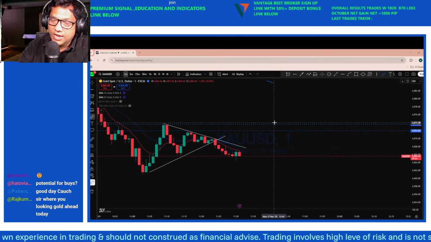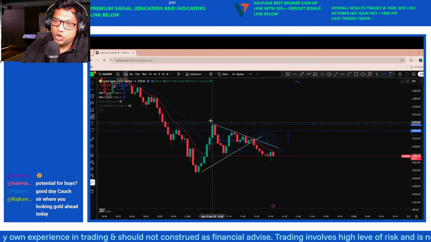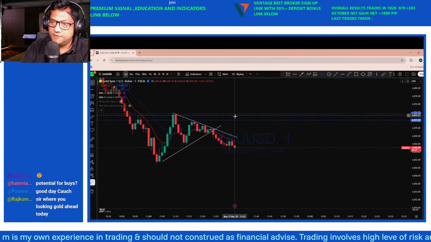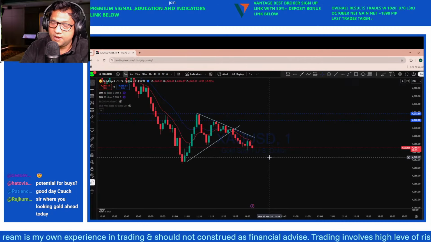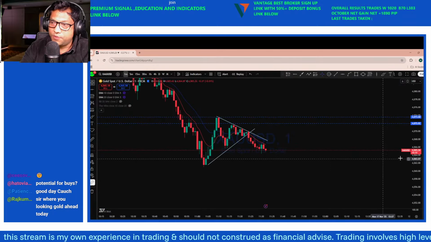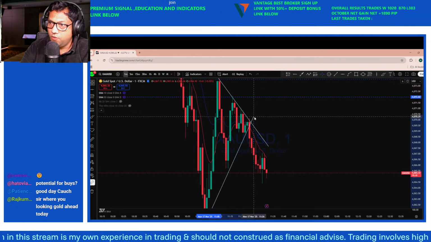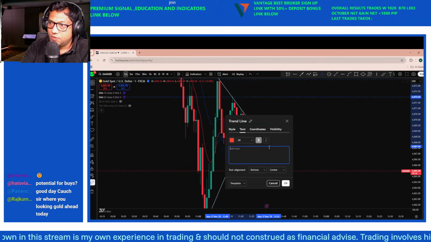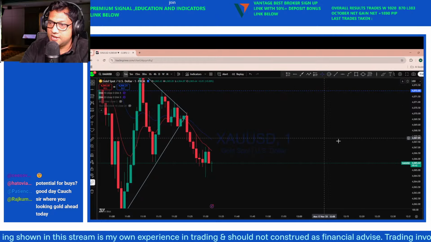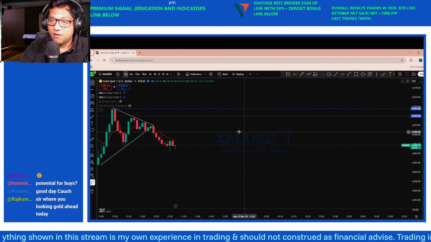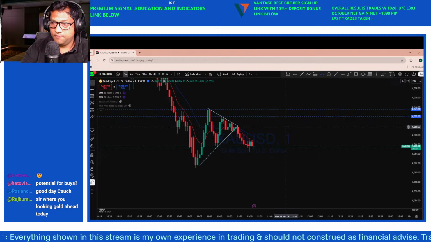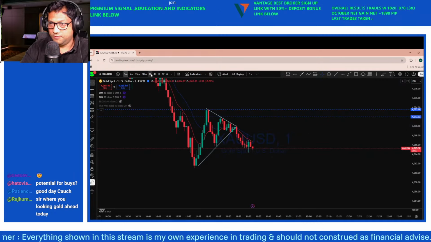Okay, so if you look at this triangular pattern that you can see has formed on the lower time frame, it has broken back below. As the triangular pattern has broken back below from this level, you can see that we are expecting the market now to grab bigger liquidity and potentially break that low here.